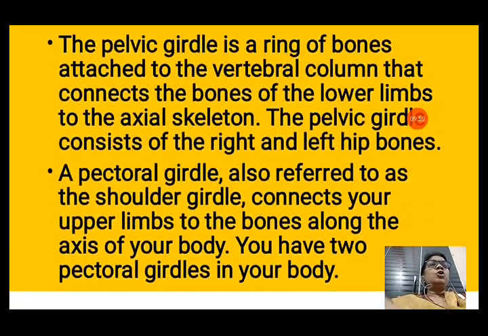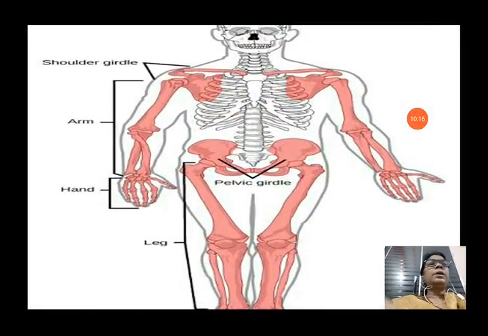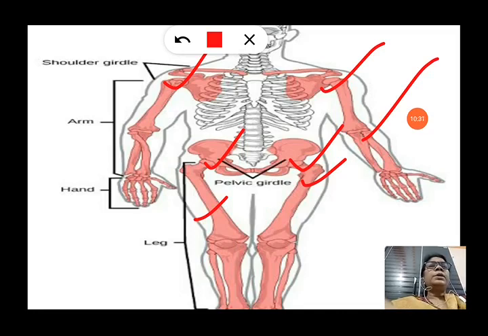And the pectoral girdle, also referred to as the shoulder girdle, connects our upper limbs to the bones. Along the axis of your body, you have two pectoral girdles, right and left. So both the arms are attached to the body with the help of the pectoral girdle. You can see here the girdles are shown: the right and left shoulder girdle, where our arms are attached, and this is the pelvic girdle, right and left, where our legs are attached to the body. So the pectoral and pelvic girdles attach our legs and arms to our body.